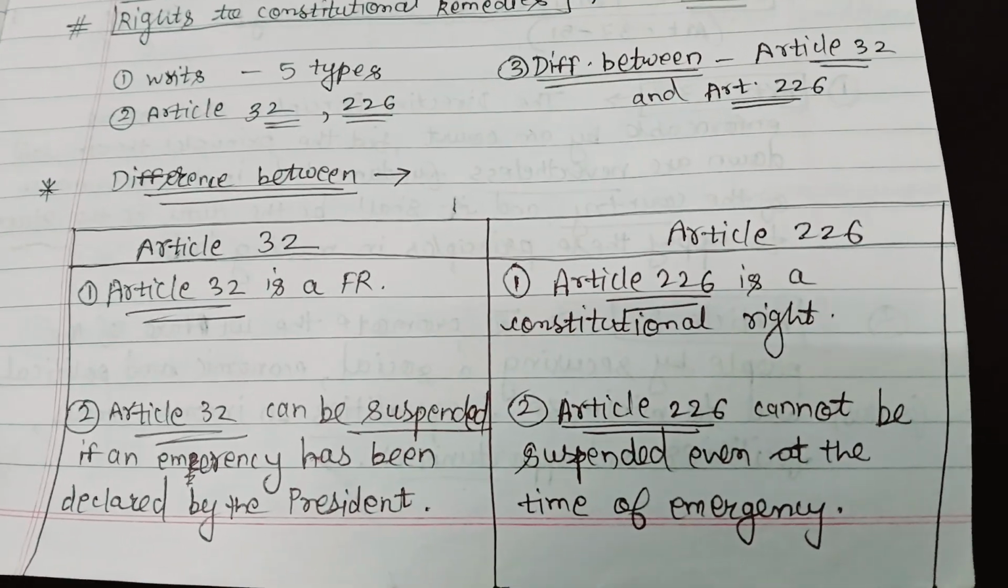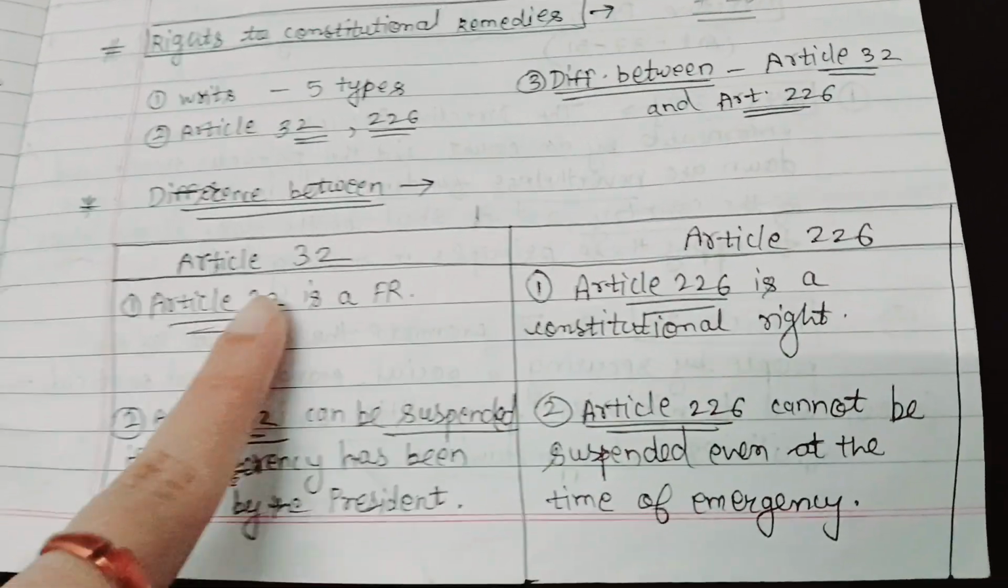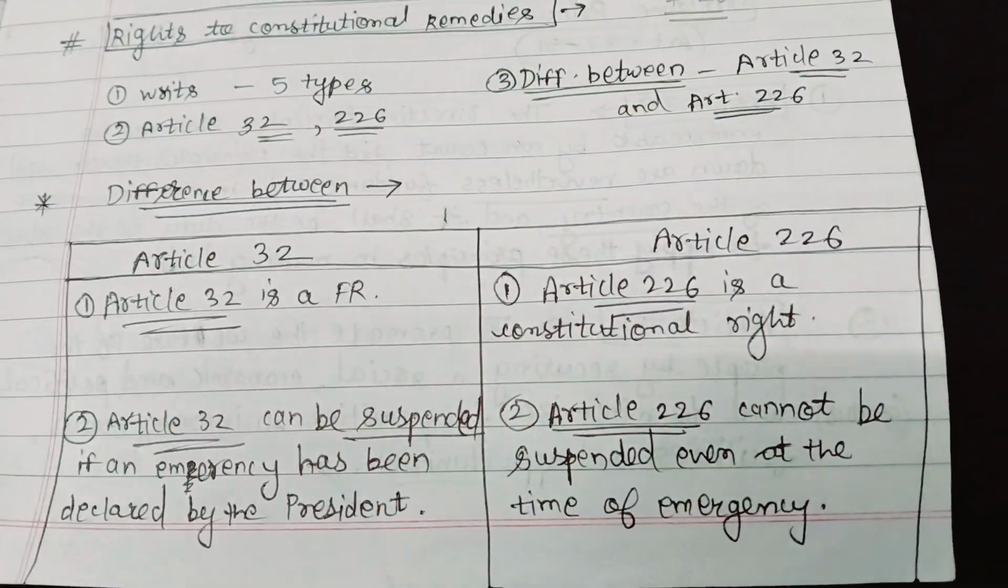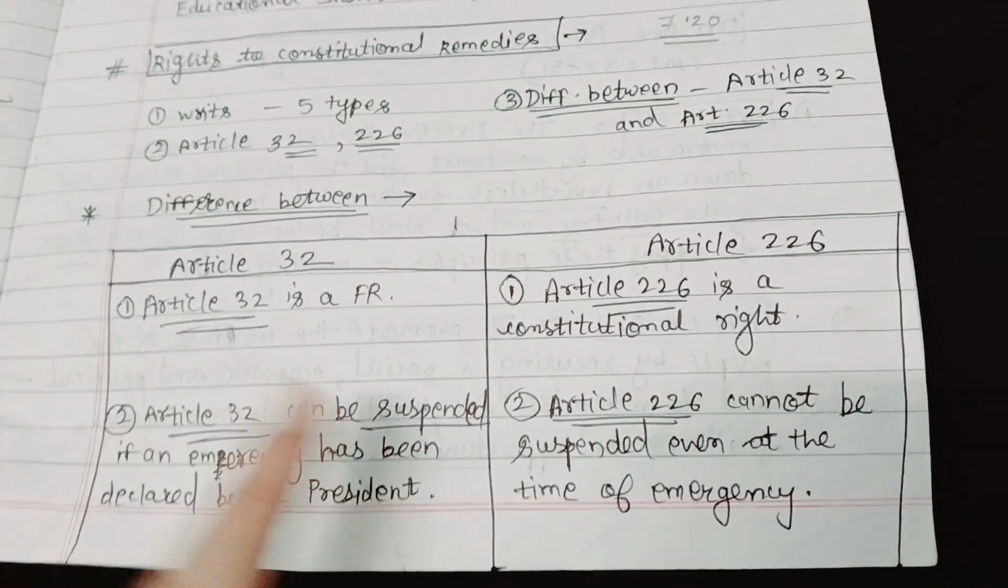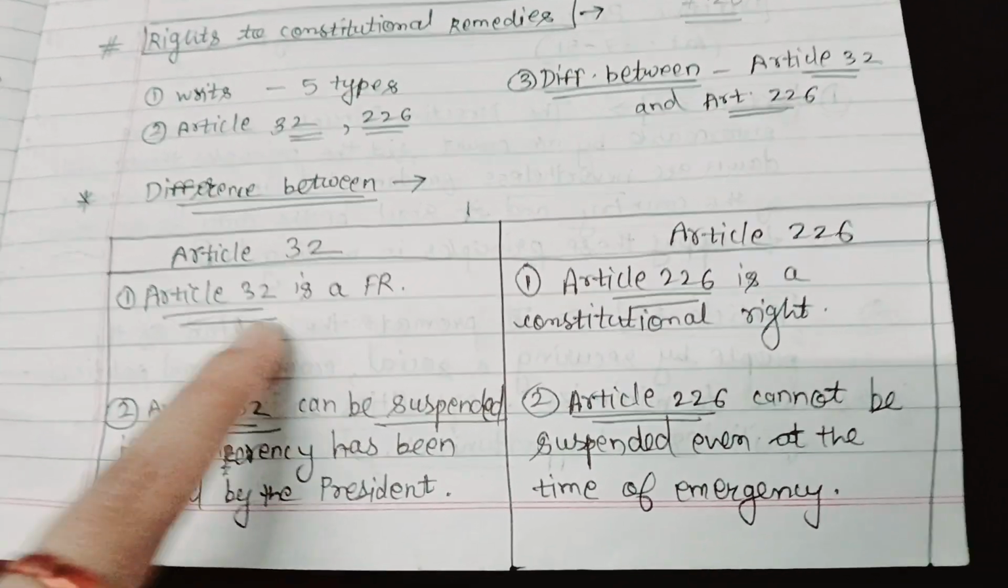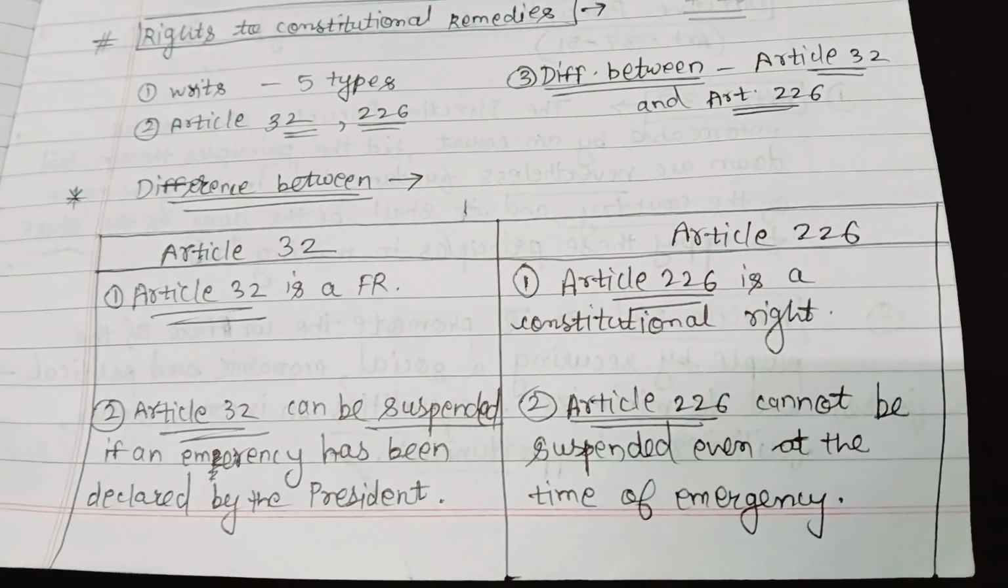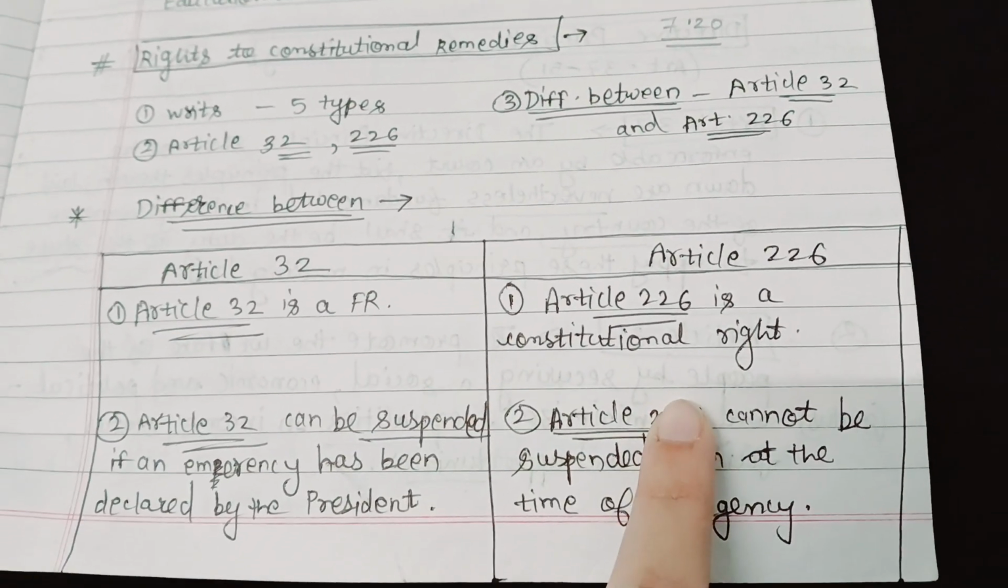Difference between Article 32 and 226. Now these two articles seem to be the same, but they are not the same. So what is the difference between them? Article 32 is a fundamental right, while 226 is a constitutional right.